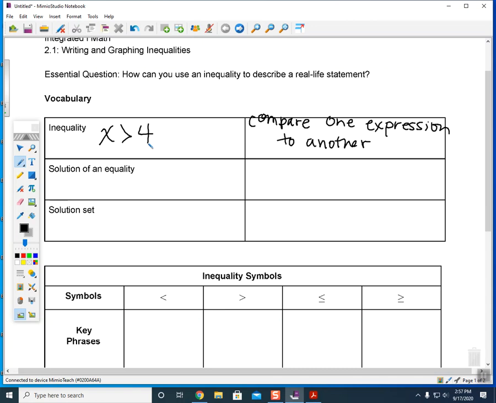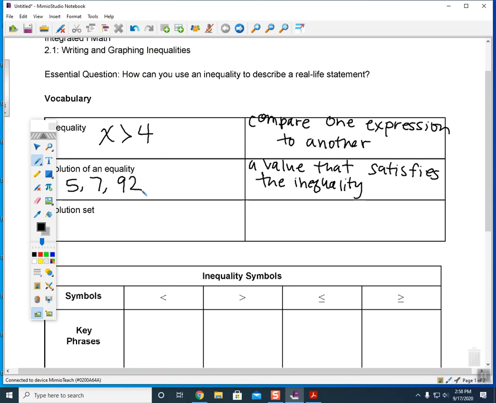I'm comparing x to the number 4. X is greater than 4. When we talk about a solution of an inequality, it's a value that satisfies the inequality. And when I say satisfies, what I mean is it makes it true. So looking at my example, x is greater than 4, one solution of the inequality would be 5. Another one could be 7. Another one could be 92, right? It's just a solution of the inequality.